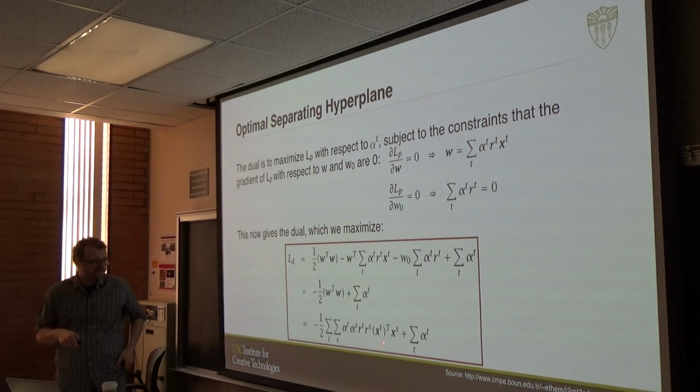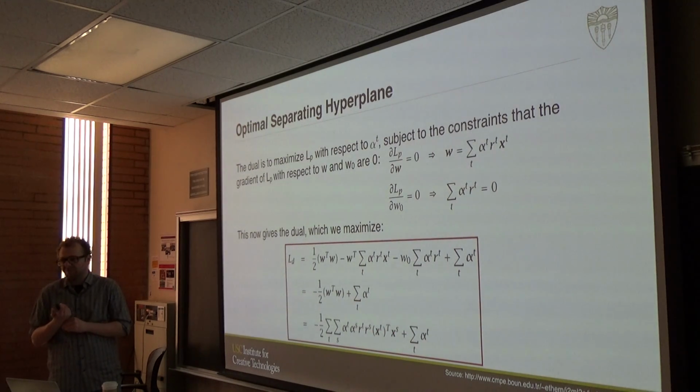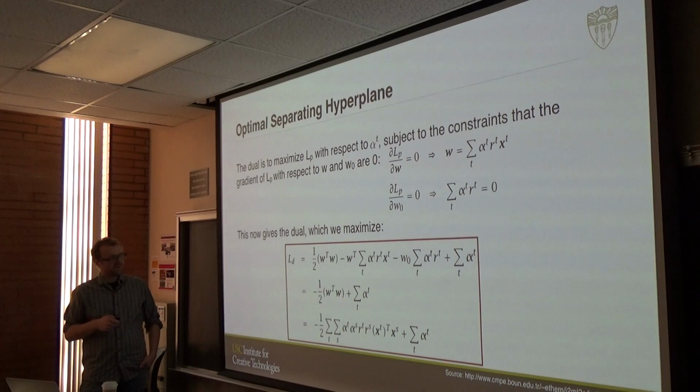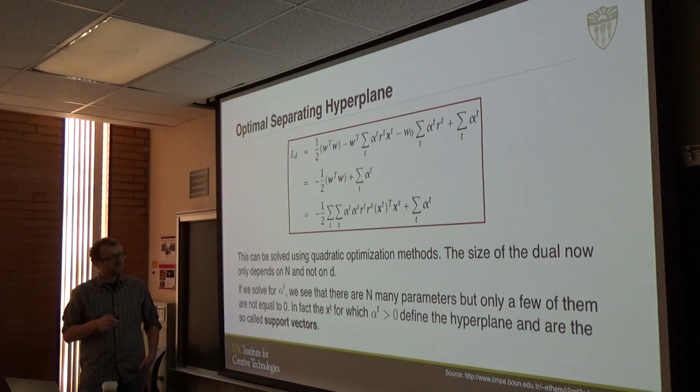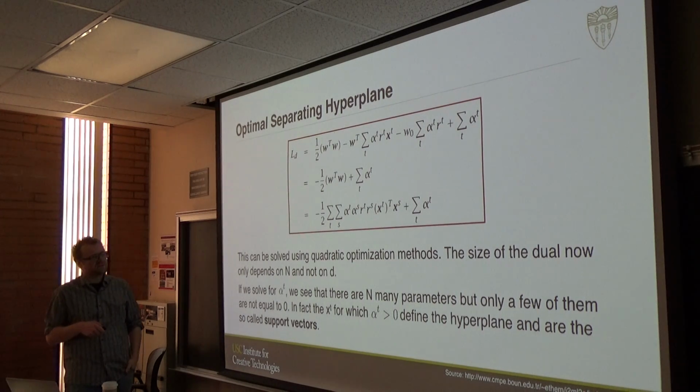And then here we compute the dot product between the two data points, and in this case it computes the similarity between them. All right. So this can be solved using quadratic optimization methods, and the size of the dual now depends only on n and not on d.